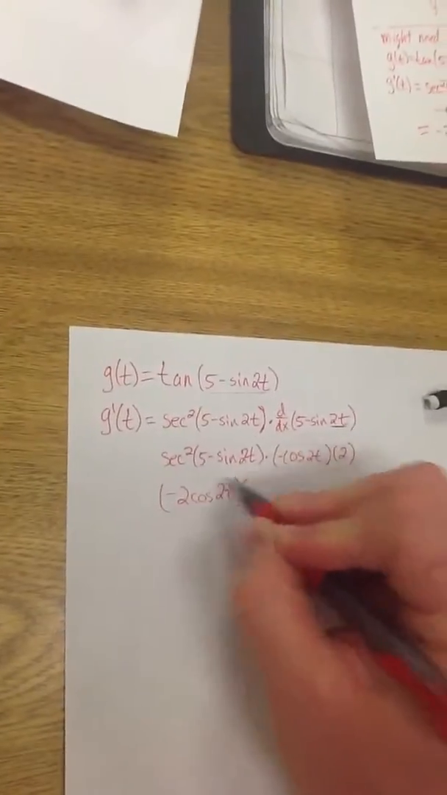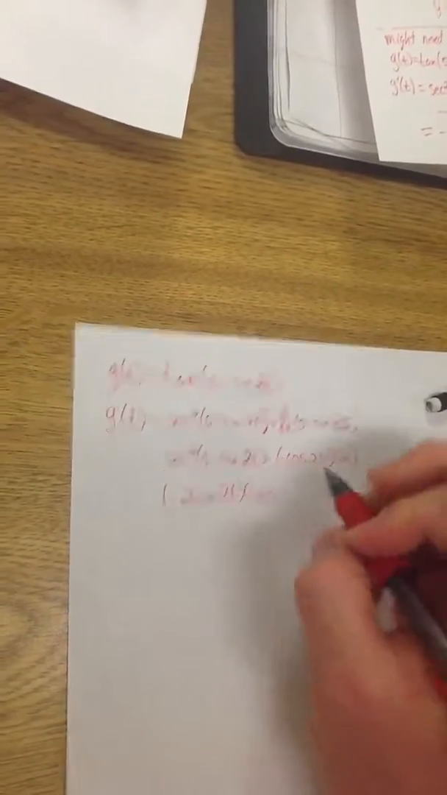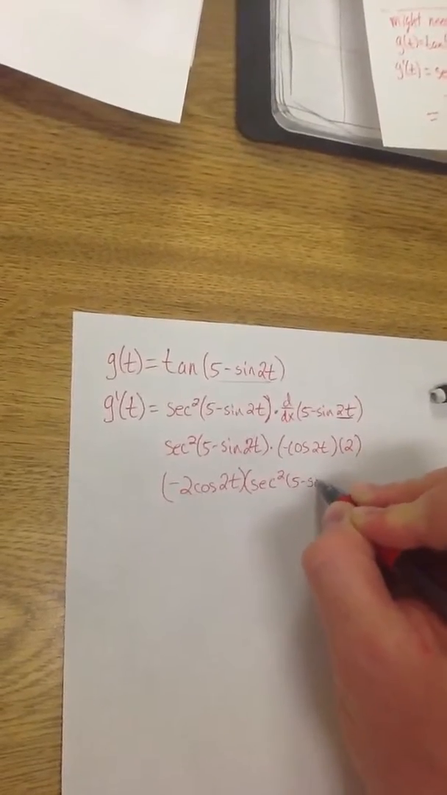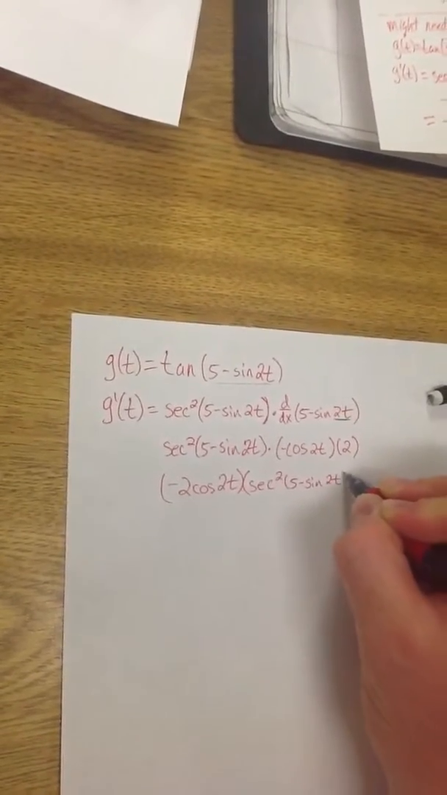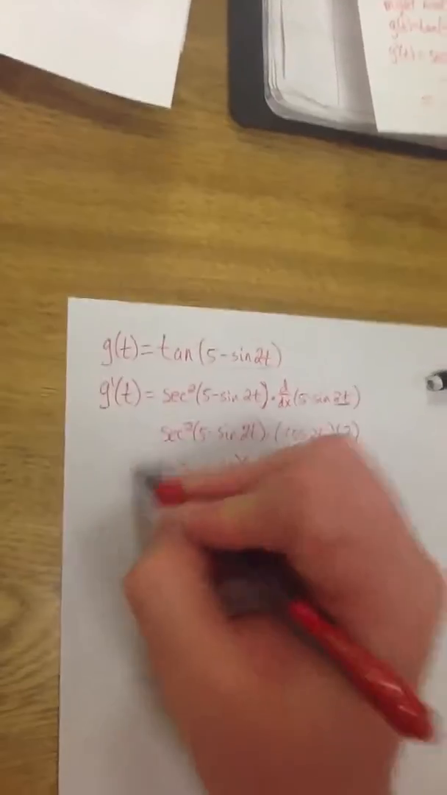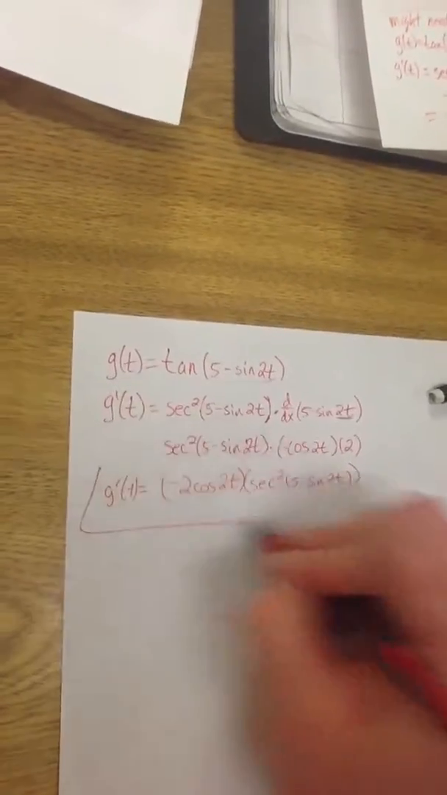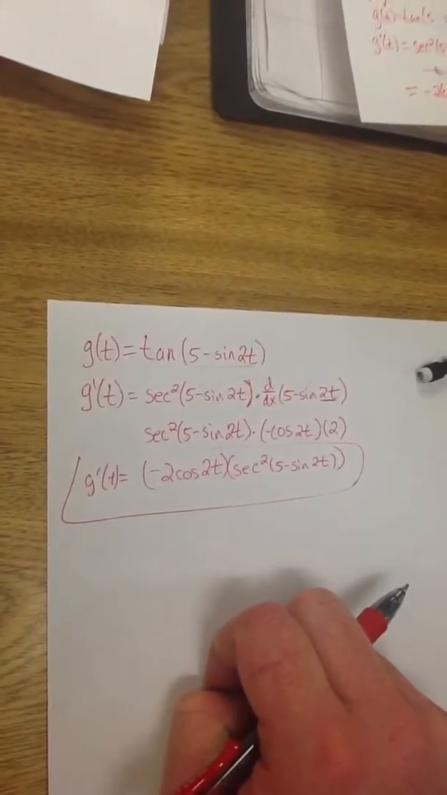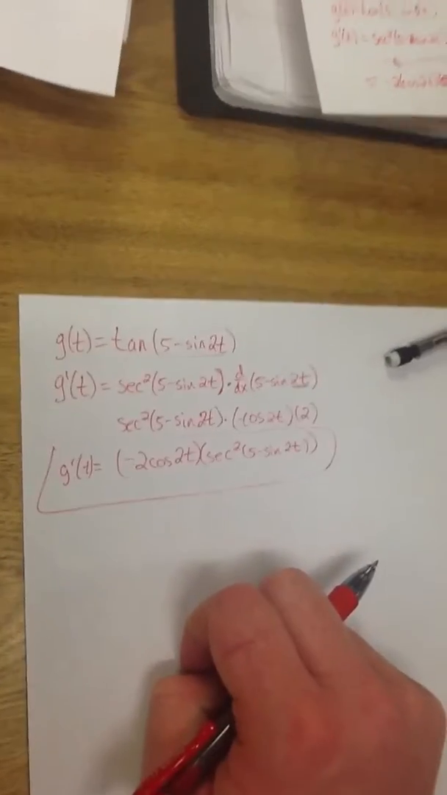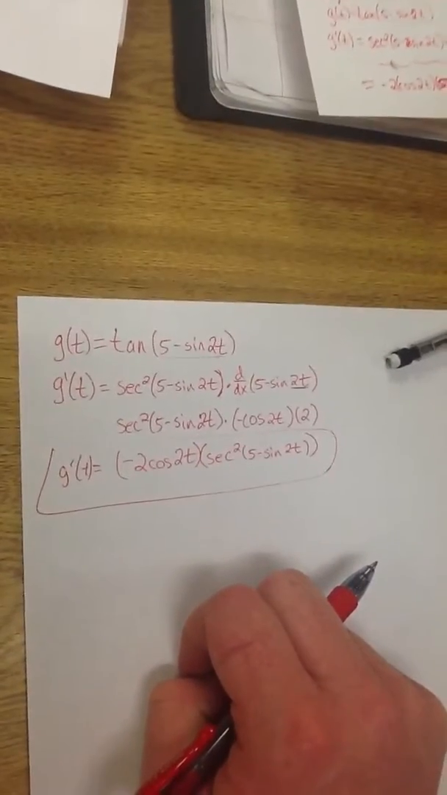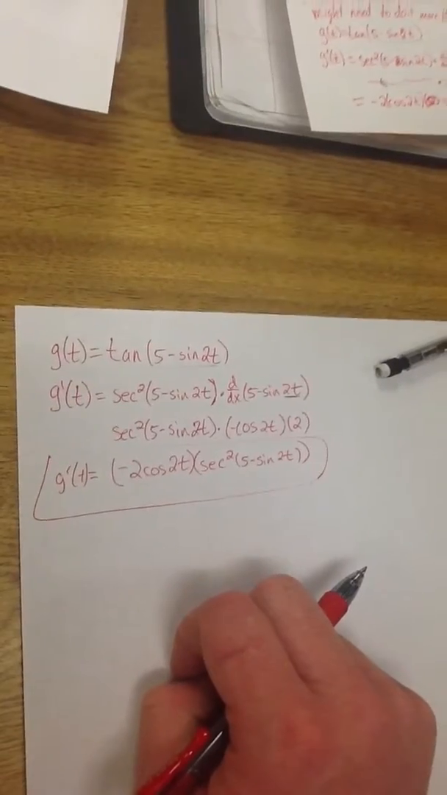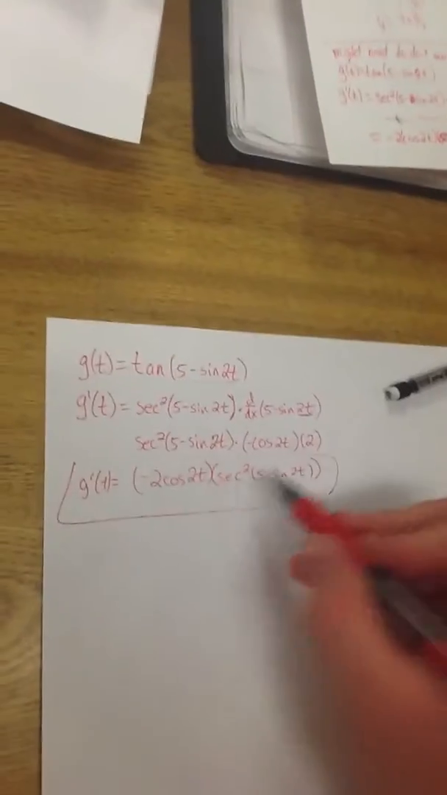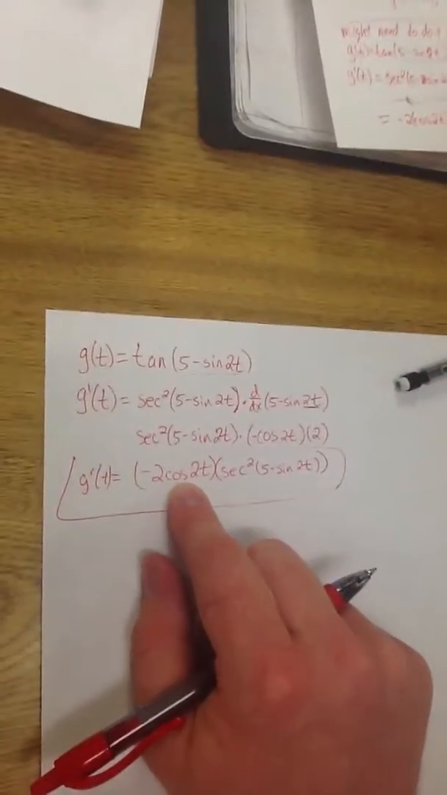I can put that in parentheses if I want, and then secant squared of 5 minus the sine of 2t. A lot of parentheses, and that is the derivative of that.